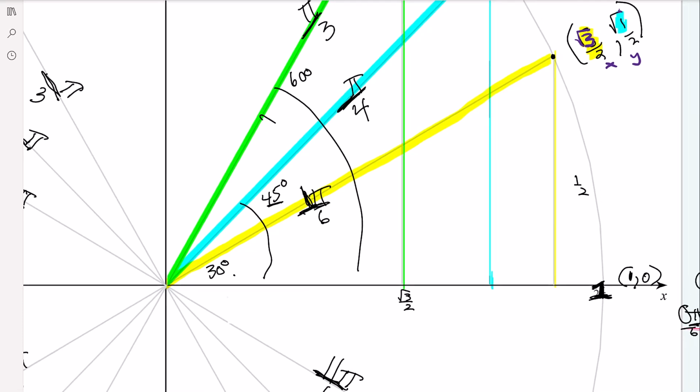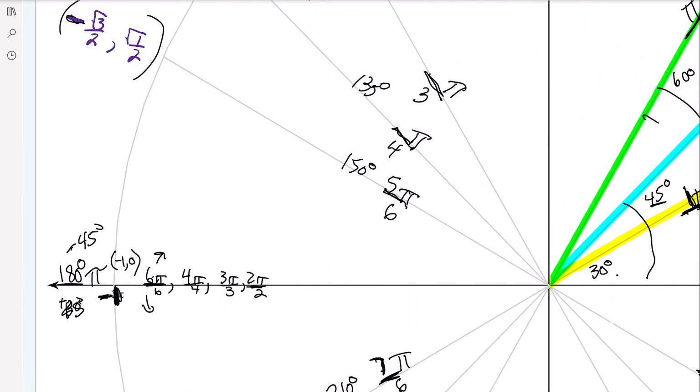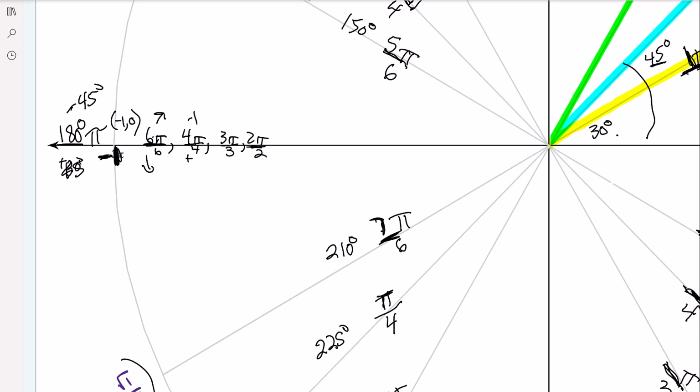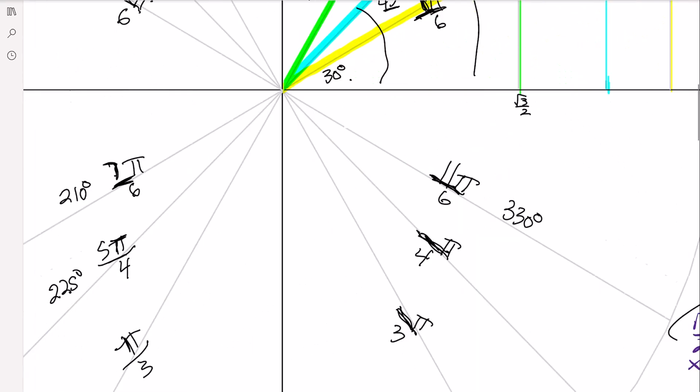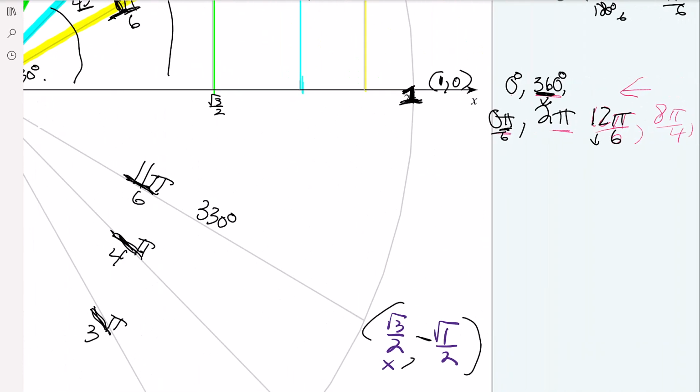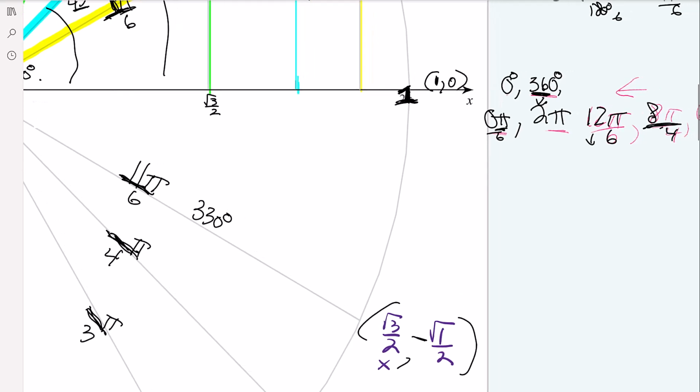So at pi fourths, 0 plus 1 is 1 pi fourths. So if we come over here, this is 4 over 4. Subtract 1 gives us 3 over 4, 3 pi over 4. And if we add 1, we have 5 over 4. In the last quadrant, all the way around is 8. Well, we're going that way, so we subtract 1, so that gives us 7 pi over 4ths.